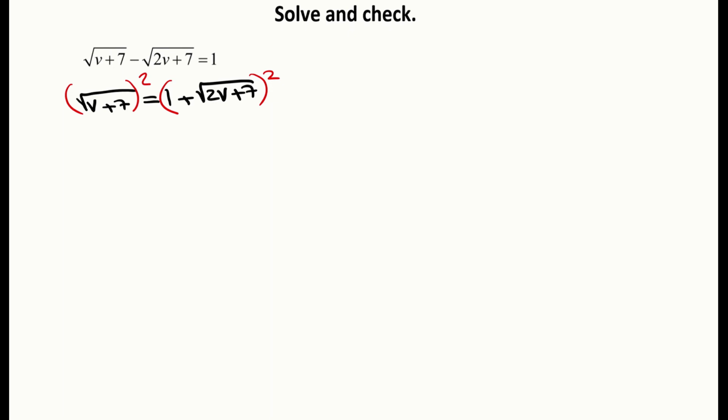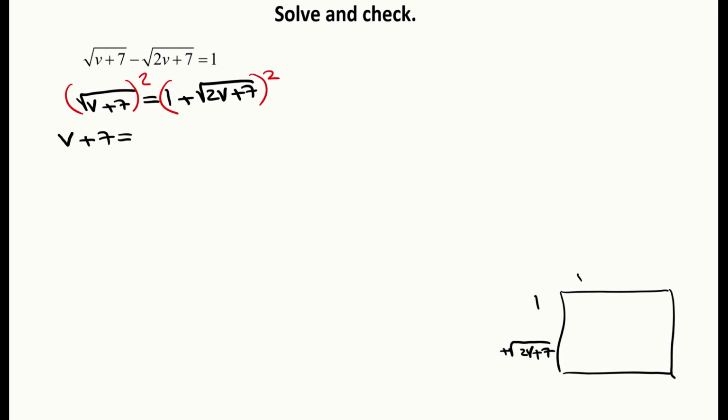And when we do, on the left side we get v plus 7. On the right side, we want to be very careful to handle this properly. You can use the formula we just used, or let's switch it up and use the table this time. So we have 1 plus square root of 2v plus 7, 1 plus square root of 2v plus 7. We make a table and multiply it out just like a times table.